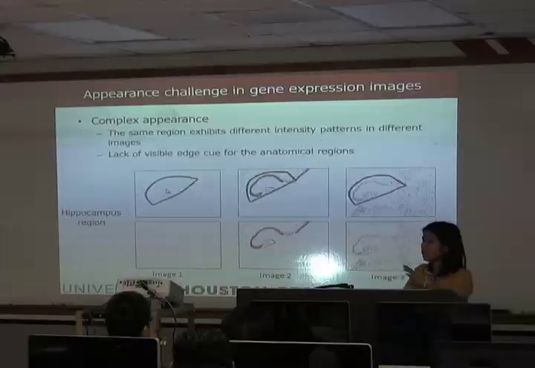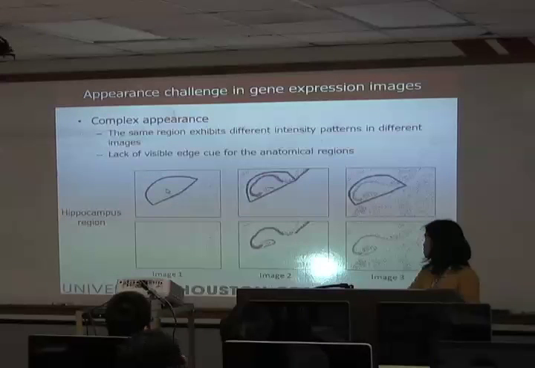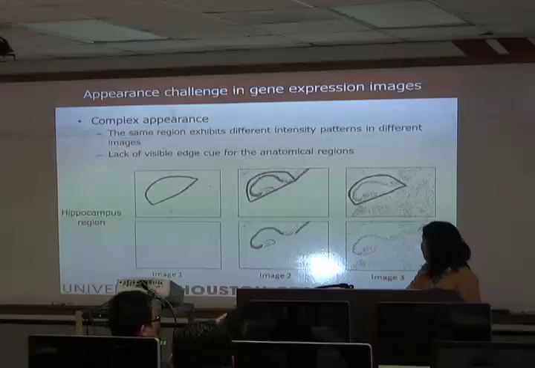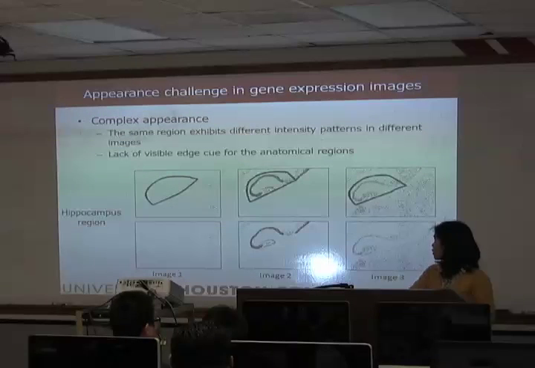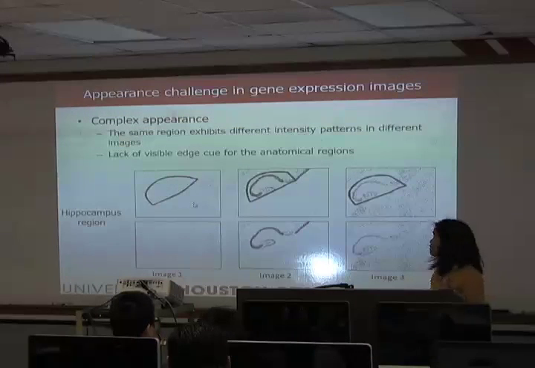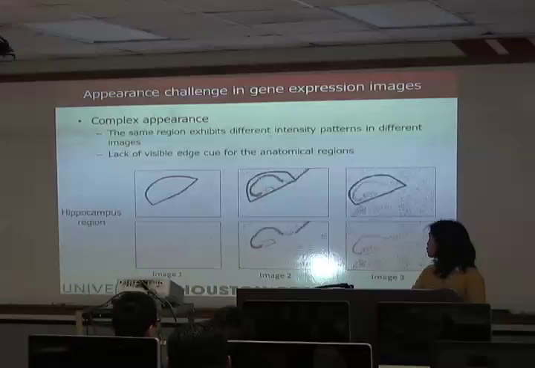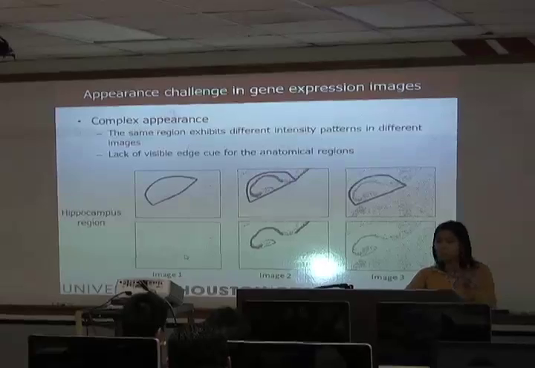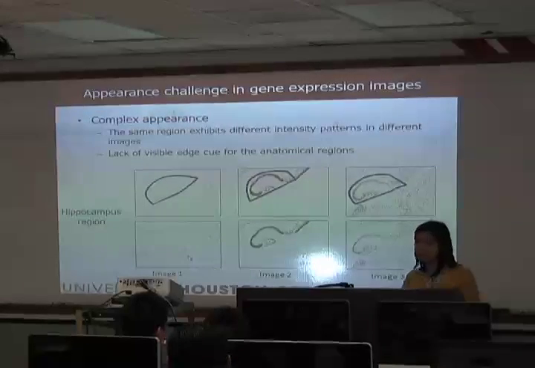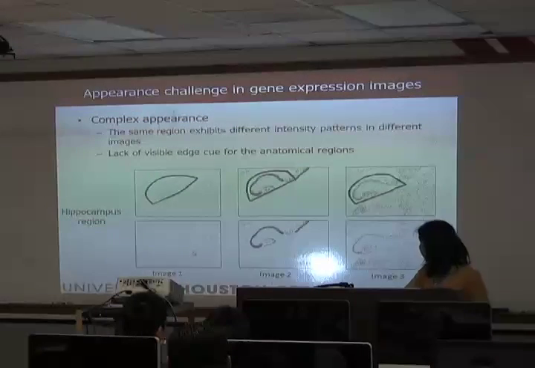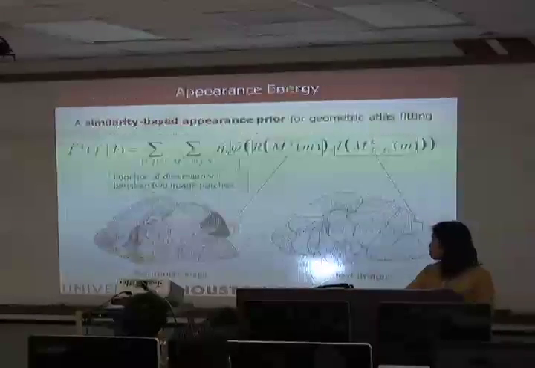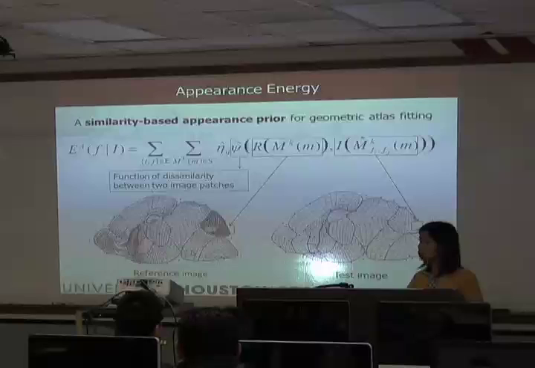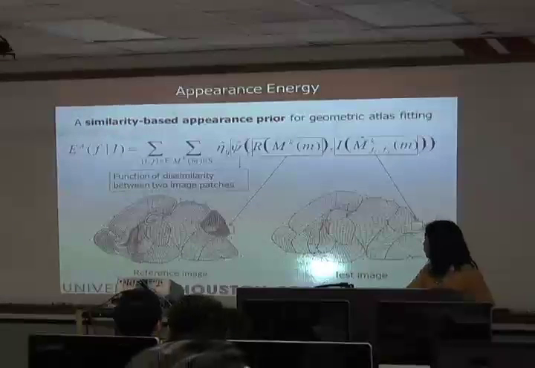In this image, this means the gene is expressed very weakly. And look at each column, we also can see that in gene expression images there is a lack of visible field for anatomical reasons. In this, it is very difficult for us to see where the boundary is. So, because of those changes in gene expression images, we cannot compute.